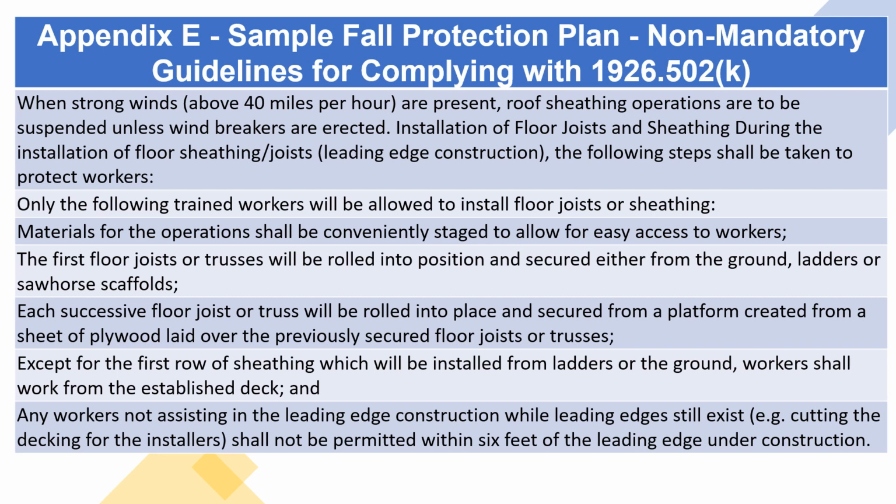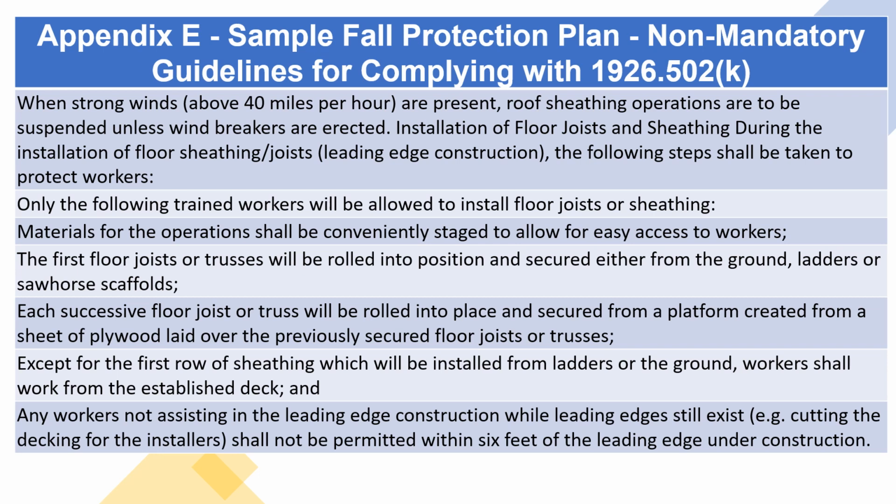Installation of floor joists and sheathing. During the installation of floor sheathing and joists, leading edge construction, the following steps shall be taken to protect workers. Only the following trained workers will be allowed to install floor joists or sheathing. Materials for the operation shall be conveniently staged to allow for easy access to workers. The first floor joists or trusses will be rolled into position and secured either from the ground, ladders, or sawhorse scaffolds. Each successive floor joist or truss will be rolled into place and secured from a platform created from a sheet of plywood laid over the previously secured floor joists or trusses.